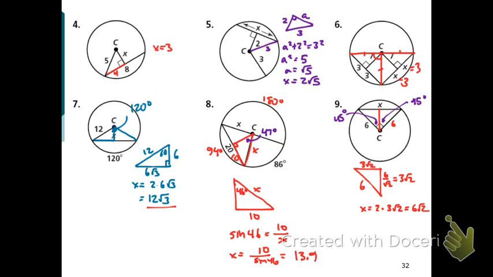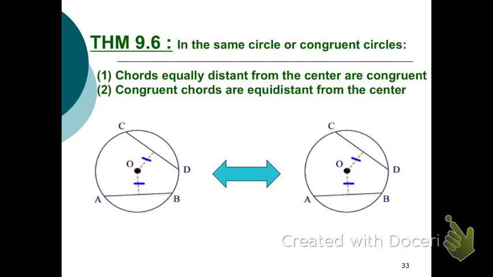Okay, so we're moving on. We have one last theorem. In the same circle or in congruent circles, number 1, chords equally distant from the center are congruent. Number 2, congruent chords are equidistant from the center. Okay, so let's start with the first one. Chords that are equally distant from the center are congruent.